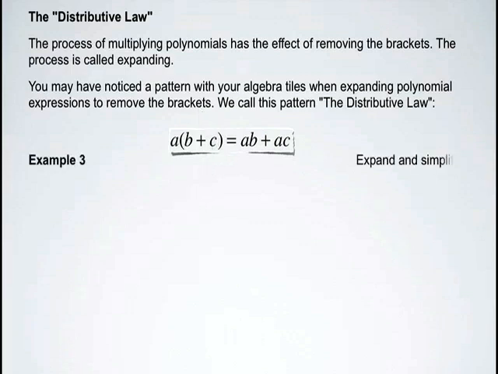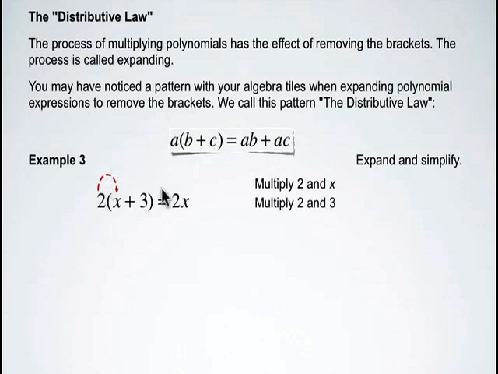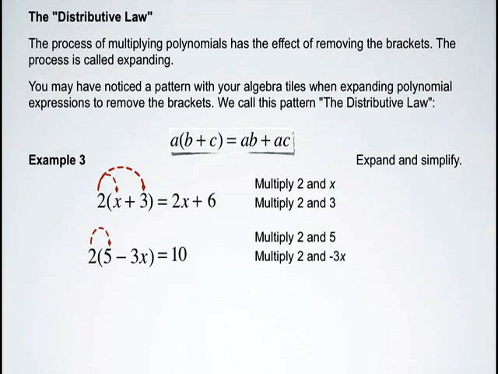So let's look at some examples where we're to expand and simplify. 2 times x plus 3. So distributive law says I have to multiply the 2 by the x to get 2x. But then I have to multiply the 2 and the 3 to get 6. So the answer is 2x plus 6. 2 times 5, take away 3x. I multiply the 2 with the 5 first to get 10. Then I take the 2 and distribute it to the negative 3x to get negative 6x.